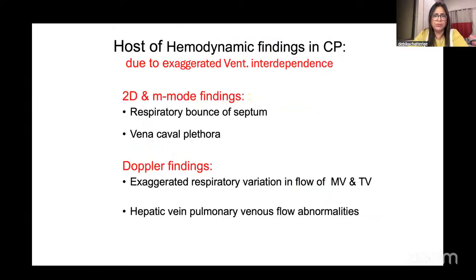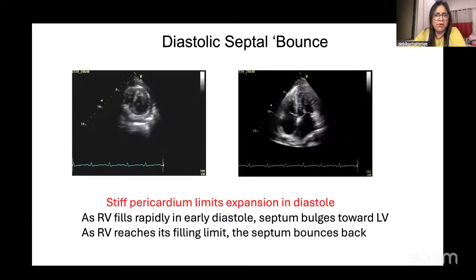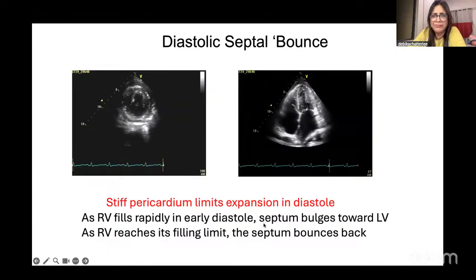I'm going to show you. And this exaggerated ventricular interdependence gives us a host of hemodynamic findings in constrictive pericarditis, giving us 2D findings, M-mode findings, and Doppler findings. Let us see one by one. In two-dimensional echo, what do we see? We see the septal bounce.